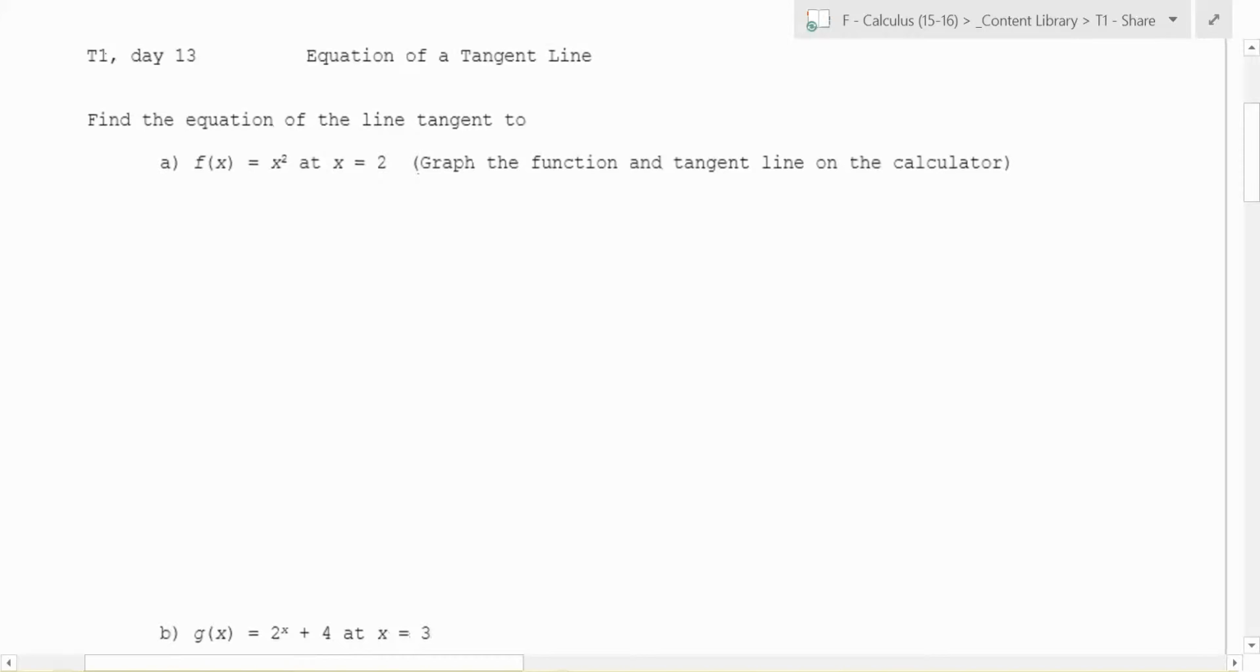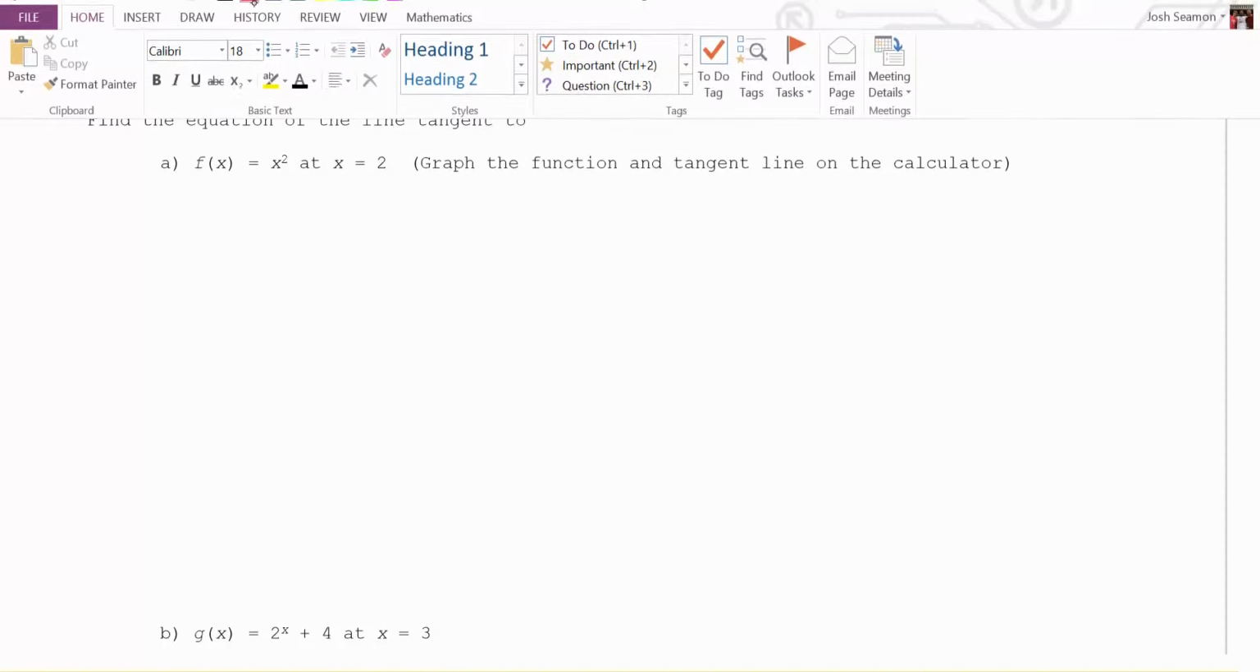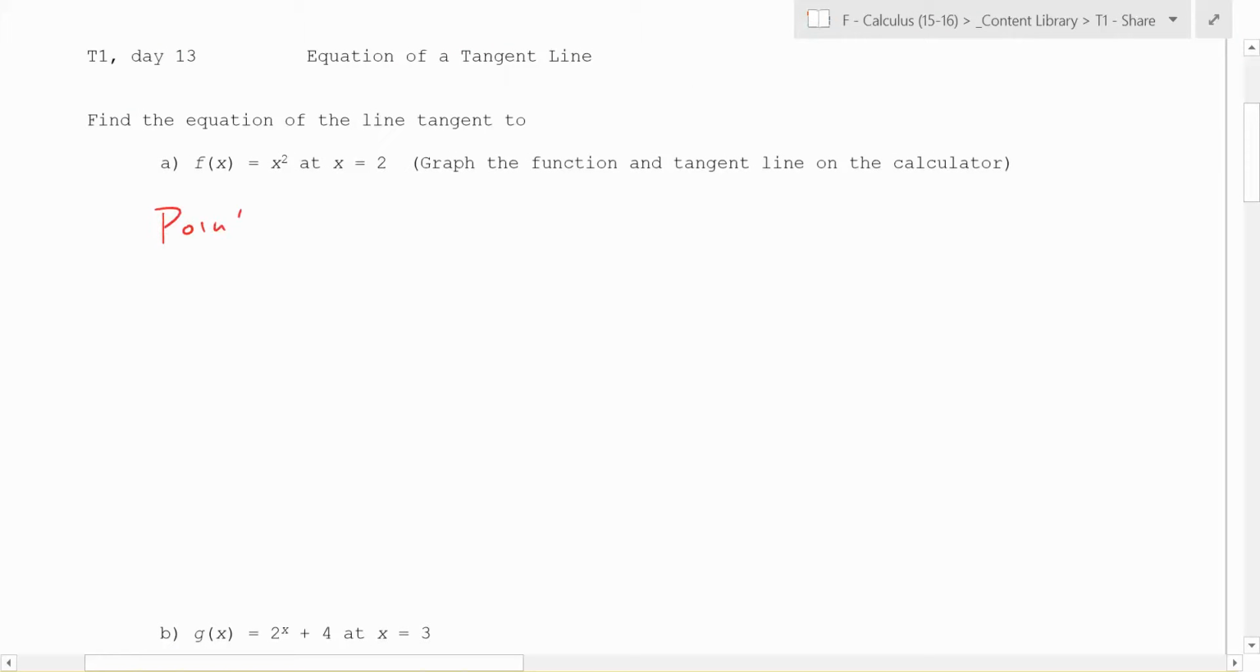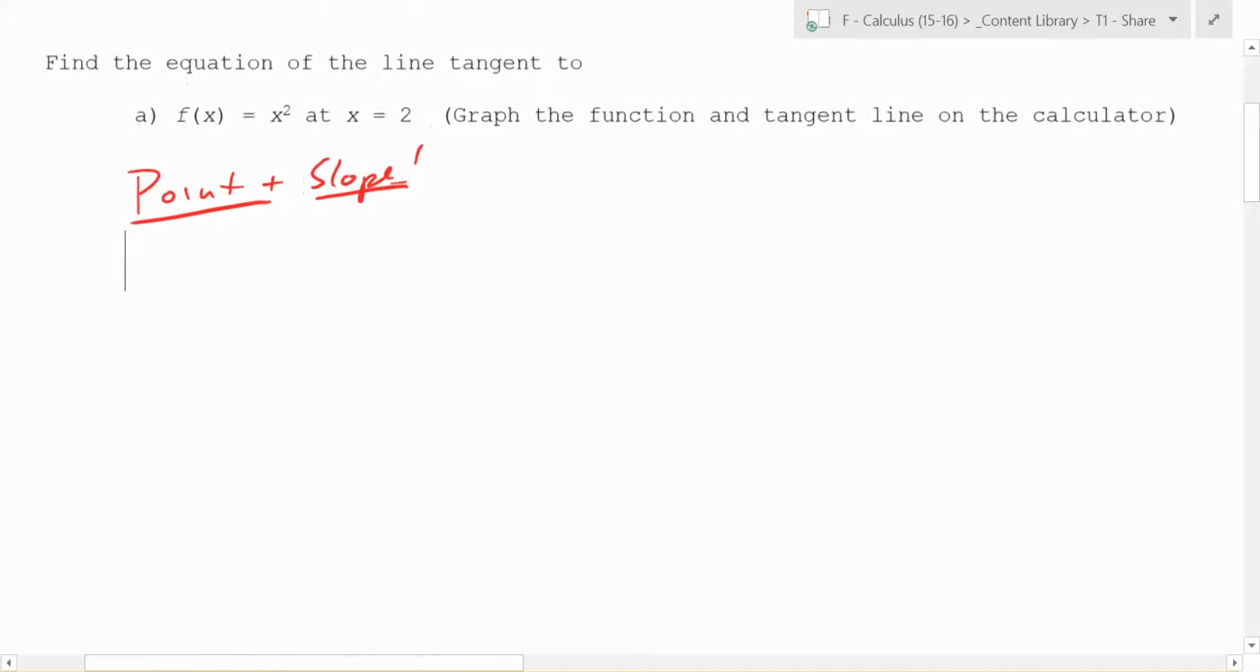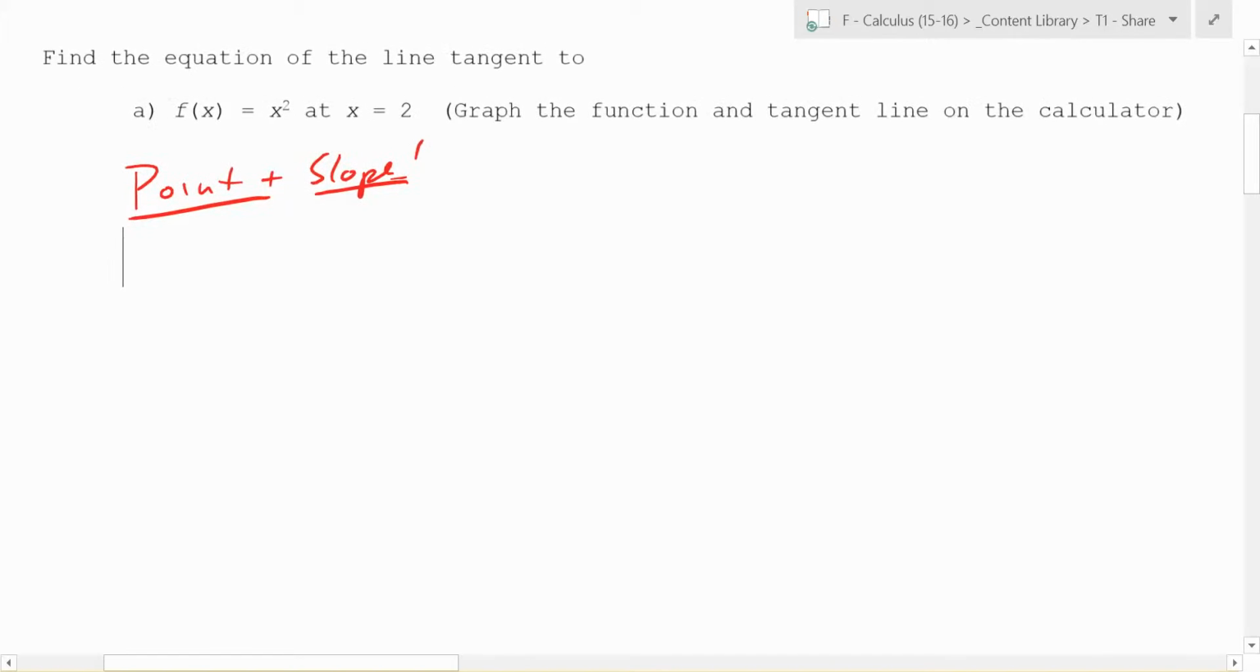What do you need? Slope and what? We need a point and what? Slope. In this case, and in general, but in this case in particular, which one's easier to find, the slope or the point? This question is asking, find the equation of the line tangent to. The point is pretty easy. Do we already have half of that point?